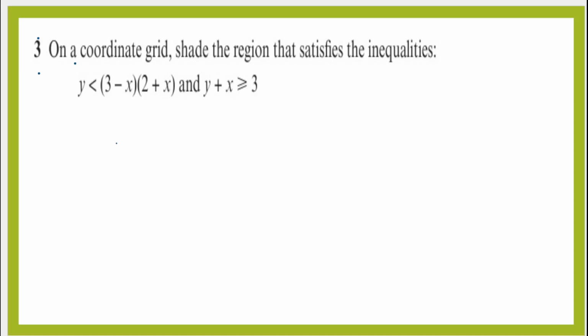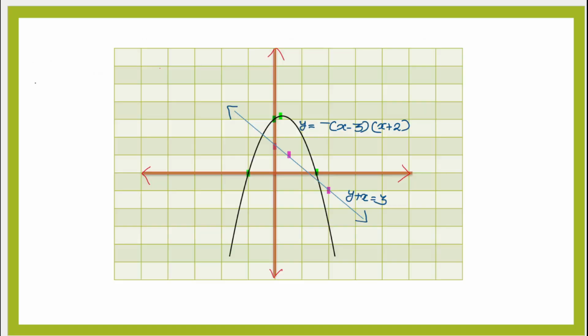Next, on a coordinate grid, shade the region that satisfies the inequalities y less than 3 minus x into 2 plus x, and y plus x greater than or equal to 3. Now after sketching, let us try to shade the region satisfying the two inequalities. Now consider the inequality y plus x greater than or equal to 3.